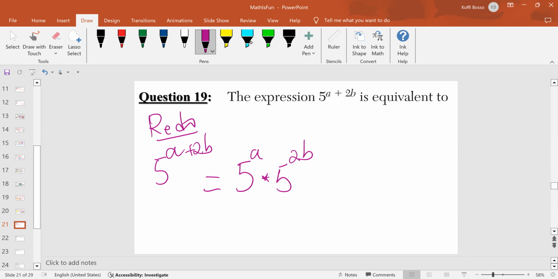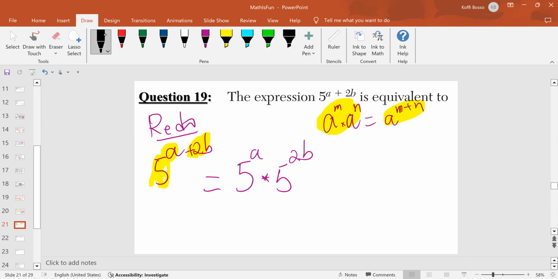So remember, the rule is what? When you have a raised to m power times a raised to n power, you have a m plus n. Therefore, if I have a m plus n, I can rewrite it as a to the m power times a to the nth power. That's what I did here. So it's like my a represents the 5, and then my m is the a, my n is the 2b. So I split like this.